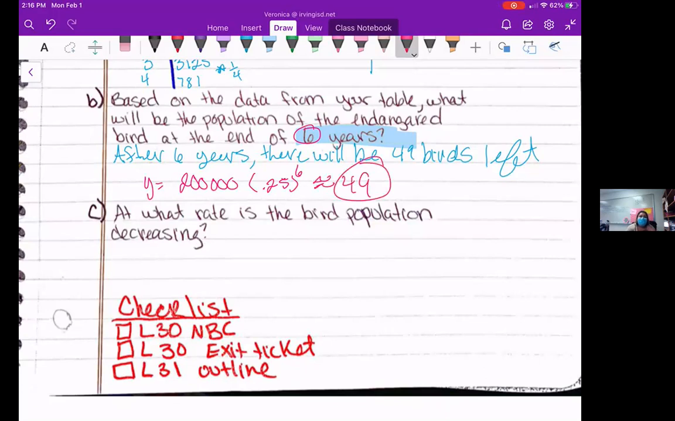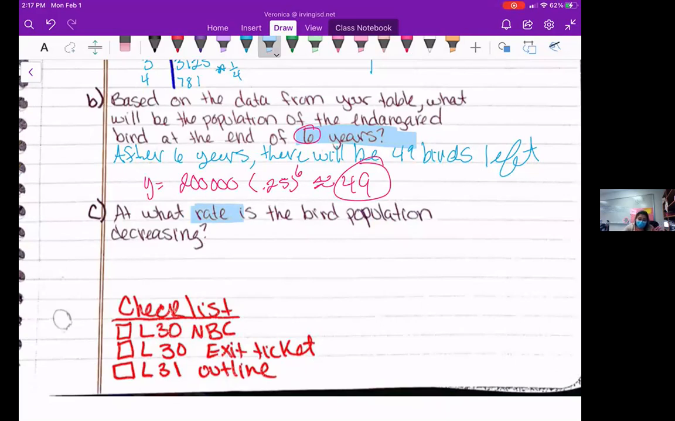Okay, C, at what rate is the bird population decreasing? Notice that here it's asking for the rate, not the factor. So your rate is not 25%. That is wrong. That is your factor. That is what it's happening. The number you are multiplying by is your factor.